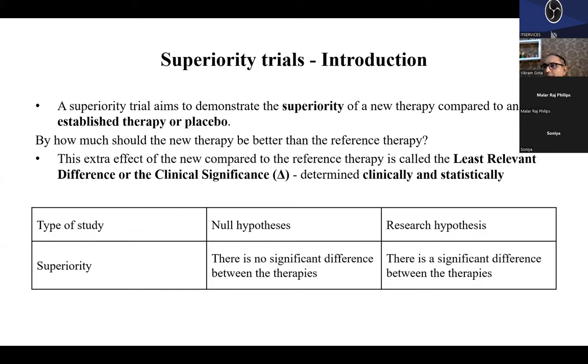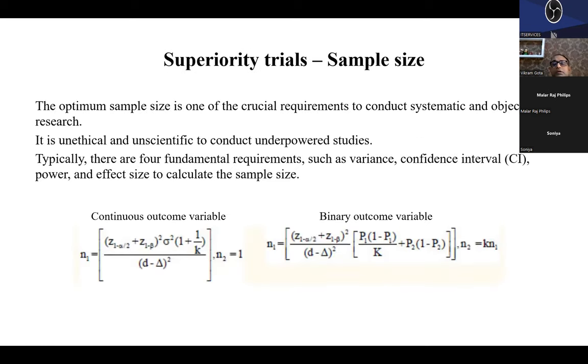For example, if you're showing 1 month difference, you may be able to show statistical significance by enrolling 10,000 patients, but is it actually clinically meaningful? It may not be. So that is where the statistical significance differs from clinical significance. You may be able to prove statistical significance by enrolling a large number of patients on a trial, but that difference may not be clinically important. So once again, I've just reiterated the hypothesis here. For superiority, the null hypothesis is no difference, and the research hypothesis is that there is a difference. Now, the next question is, what are the factors that influence the sample size of the superiority trial?